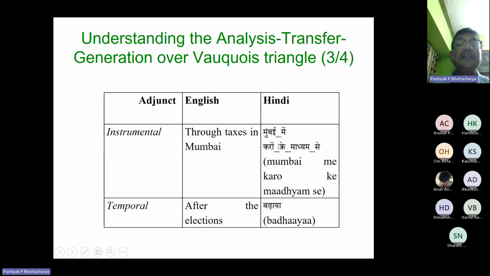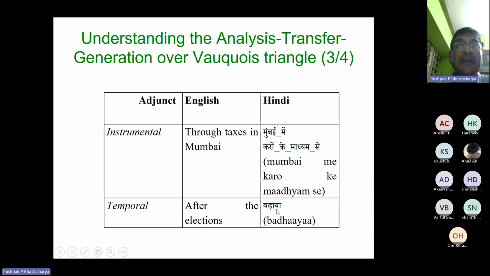Now we find that there are additional elements in the sentence. Through taxes in Mumbai, this has an instrumental role. How did the government increase its revenue? Through taxes in Mumbai, that's why instrumental, that's called the case. So through taxes in Mumbai maps to मुंबई में करों के माध्यम से. And then there is a temporal adjunct, additional information, after the elections. After the elections should have been चुनाव के बाद. Sorry, चुनाव के बाद. So this correction needs to be done.